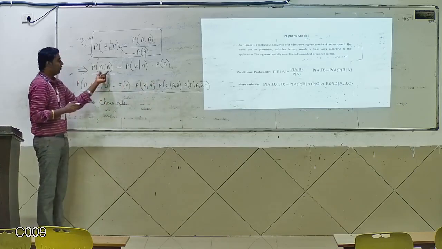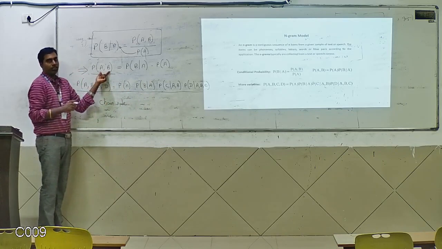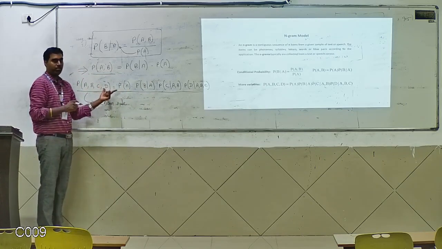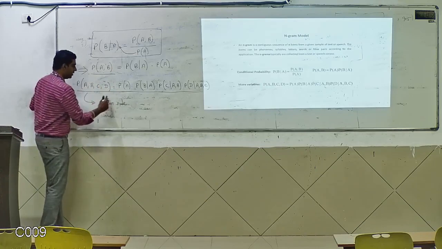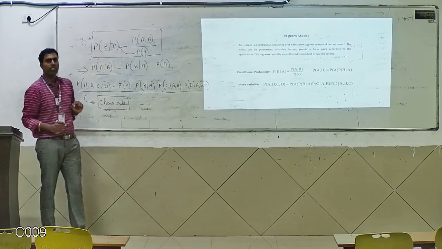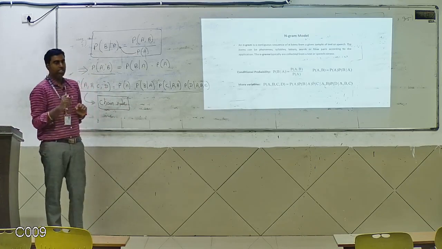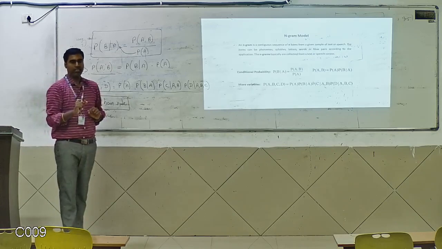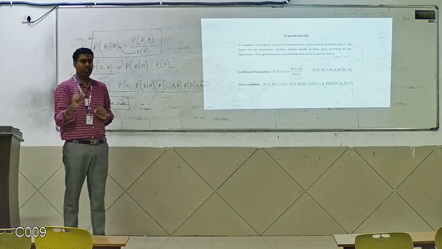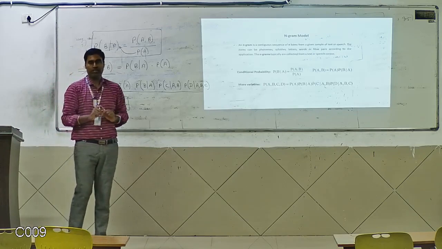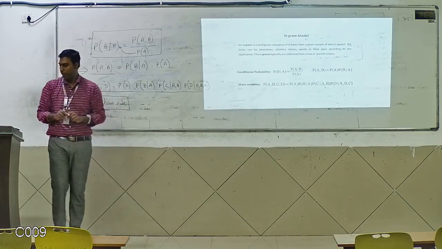It relates to this particular formula. It is for two variables. How about for four variables? How about for five variables? So it uses the concept of chain rule. This is how N-gram is able to analyze and identify which word will occur best in that particular place of that sentence.